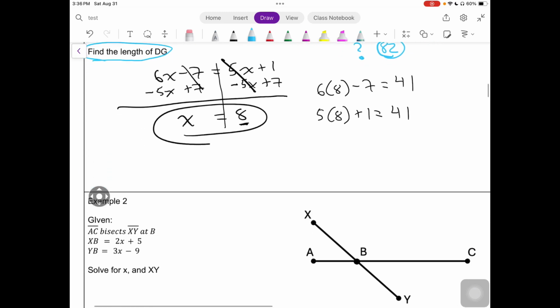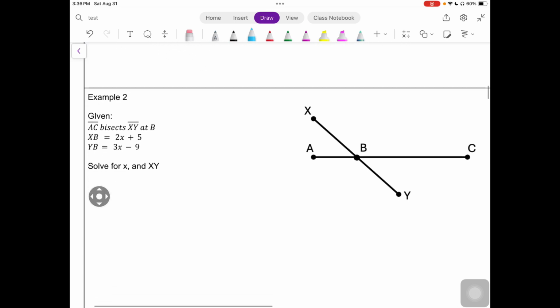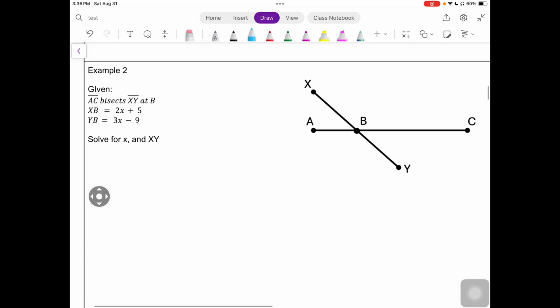So now, last one, example 2. Again, it looks a little weird. There are some extra things in this one. We have a couple of line segments going on and a lot of points. So we're going to read this first and go from there.